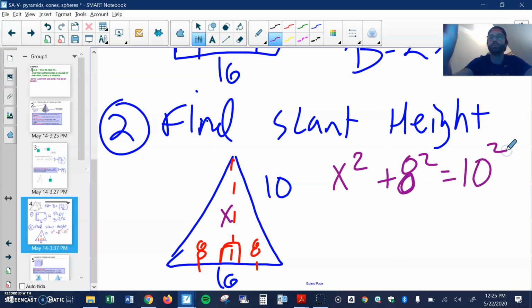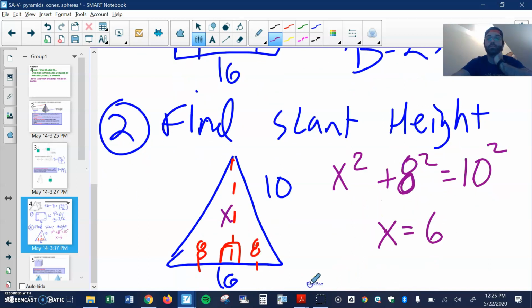This is a triple, but I mean, it's not a triple, it's part of a triple. It's 4 times 2 and 5 times 2, so it's 3 times 2, so x has to be 6. Obviously you could do that by hand. 8 squared is 64, 10 squared is 100. 100 minus 64 gives me 36, which is 6.